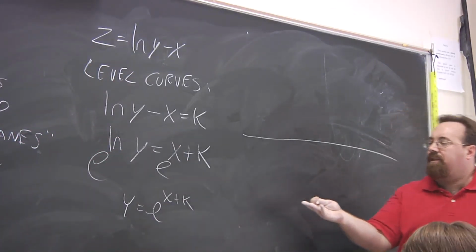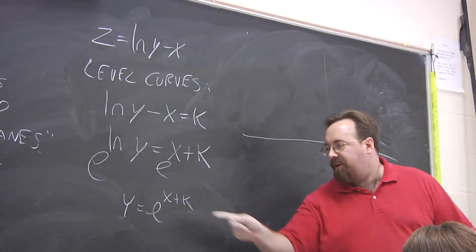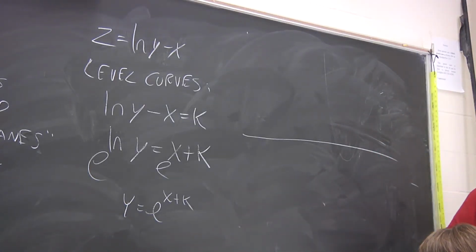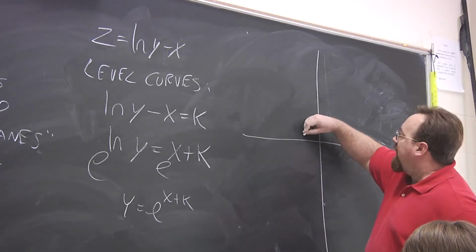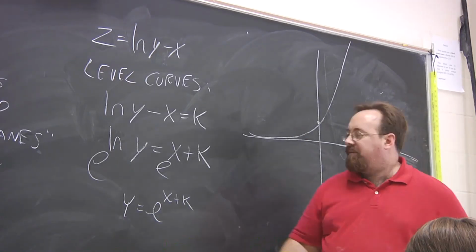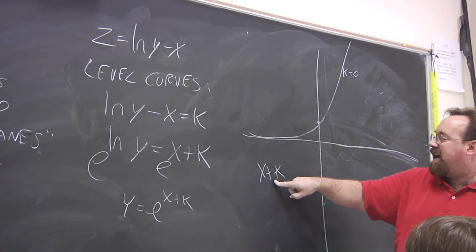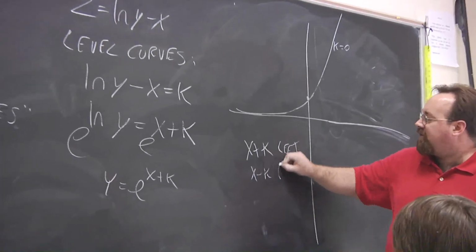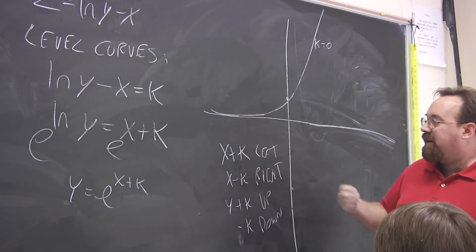The nice thing about this is, once we plot just one of them for one value of k, it's going to be quite easy to get some more of them. For instance, when k is equal to 0, we just have e to the x. Now if we want level curves for more values of k, how do we get their graphs from the graph of this? Here is k equals 0. When you add to x, it shifts to the left. X minus k shifts to the right. When you add to y, it goes up. You subtract from y, it shifts down.